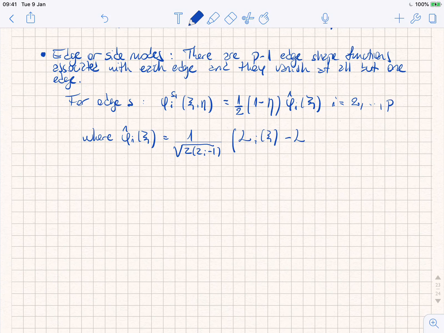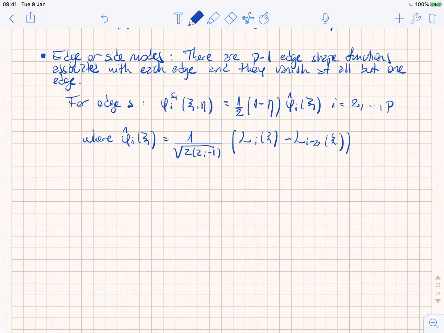So you could construct this by making the functions call themselves. But this was defined earlier for the 1D case. So we use the same because those are nice functions to work with in p-FEM. So those are the edge modes.